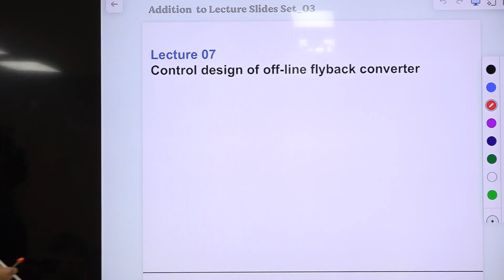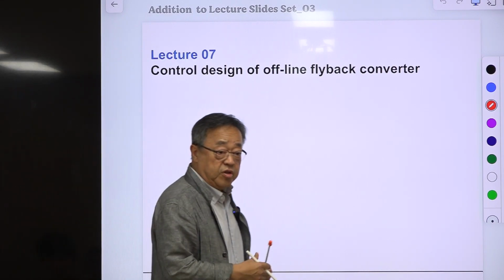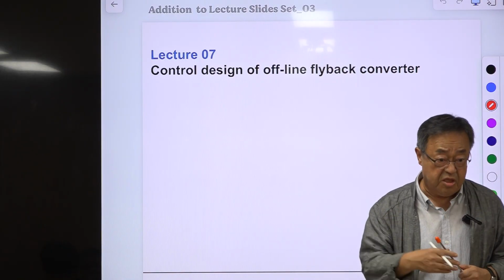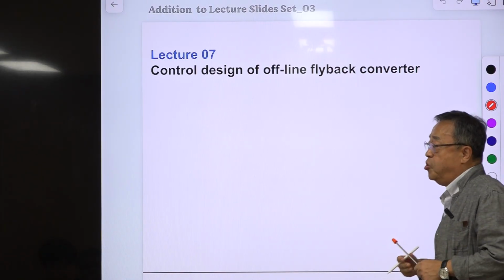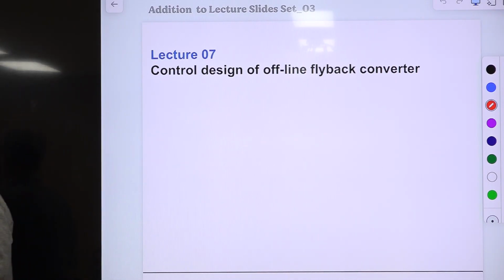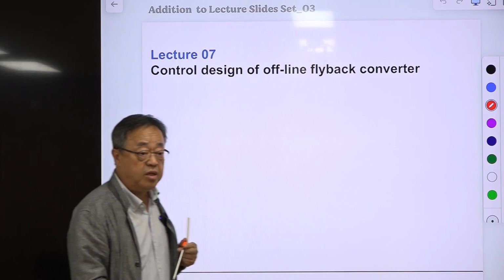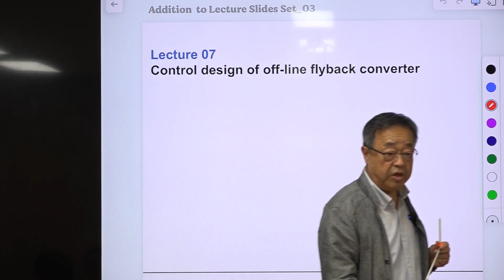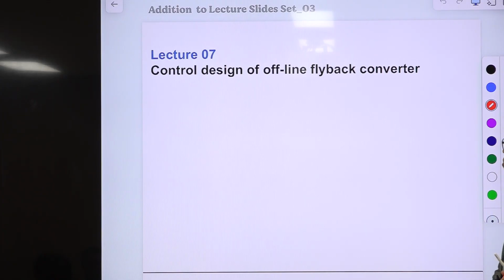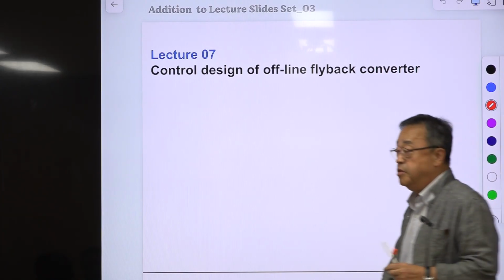Hi students, in lecture 7 we are discussing the next sequential topic of the previous analysis. In the previous lecture we discussed the small signal model of the offline flyback converter with optocoupler isolated peak current mode control. Now we start discussing the control of the offline flyback converter.